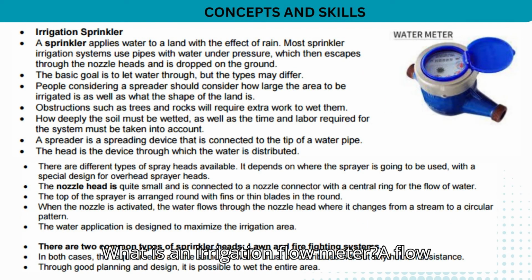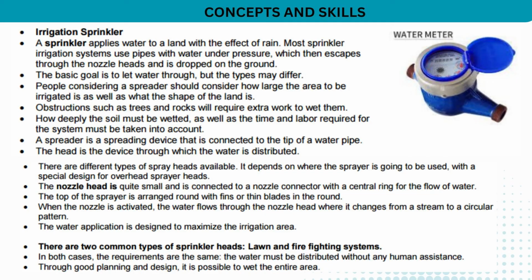What is an irrigation flow meter? A flow meter accurately measures the amount of water volume applied. An accurate flow meter is an essential tool to practice good irrigation scheduling. The two most common types of flow meters for irrigation are electromagnetic and propeller.